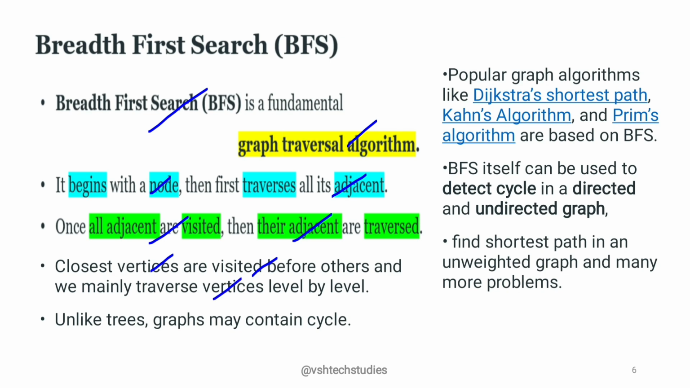The difference between trees and graphs: unlike a tree, graphs may contain a cycle, that is a closed loop. In trees there is no closed loop. BFS is used in popular algorithms like Dijkstra's shortest path and many more problems.